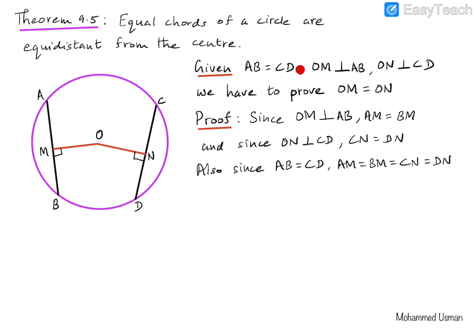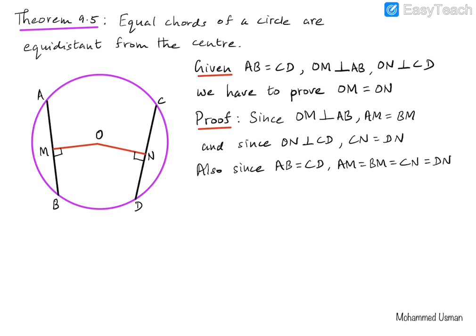And we also know from the starting point that AB is equal to CD, and since AB is equal to CD, half of AB and CD will also be equal to each other. So we have AM equals BM equals CN equals DN. Each of these line segments, AM, BM, CN and DN, are all equal to each other. So this is the first piece of information we have.